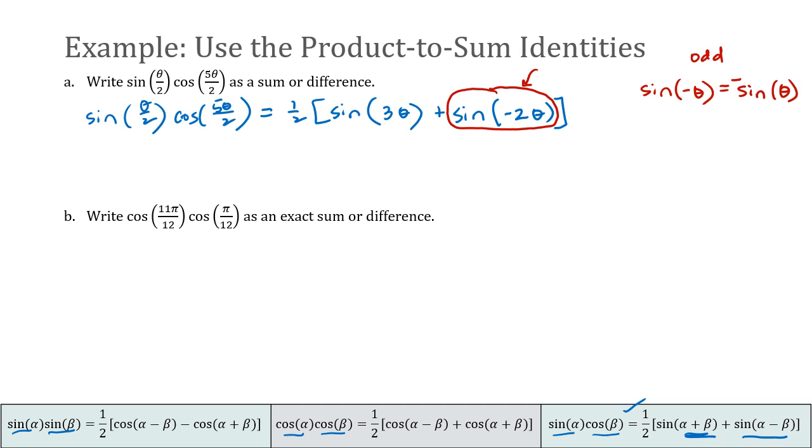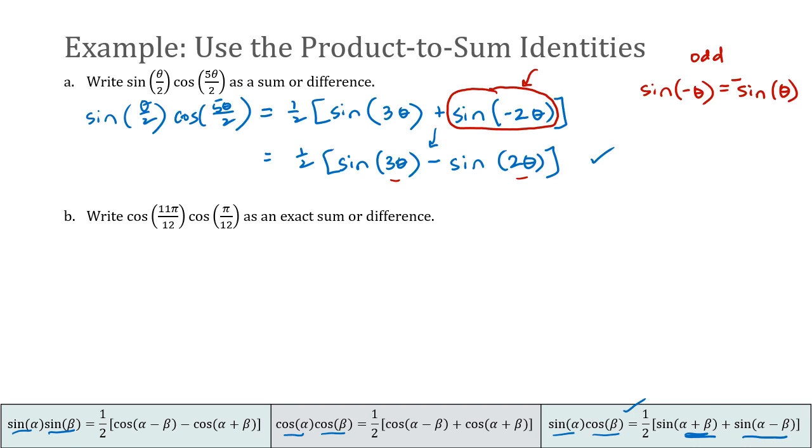So the last step that I can do here is, I've got the 1/2, I've got the quantity of the sine of 3 theta, but now I'm going to bring that negative out and write minus, so the plus turns into a minus the sine of positive 2 theta. And that is it. I can't go any further than that because the arguments of those sine functions are different, right? 3 theta and 2 theta, I can't do anything with those. All right, let's look at the next example.